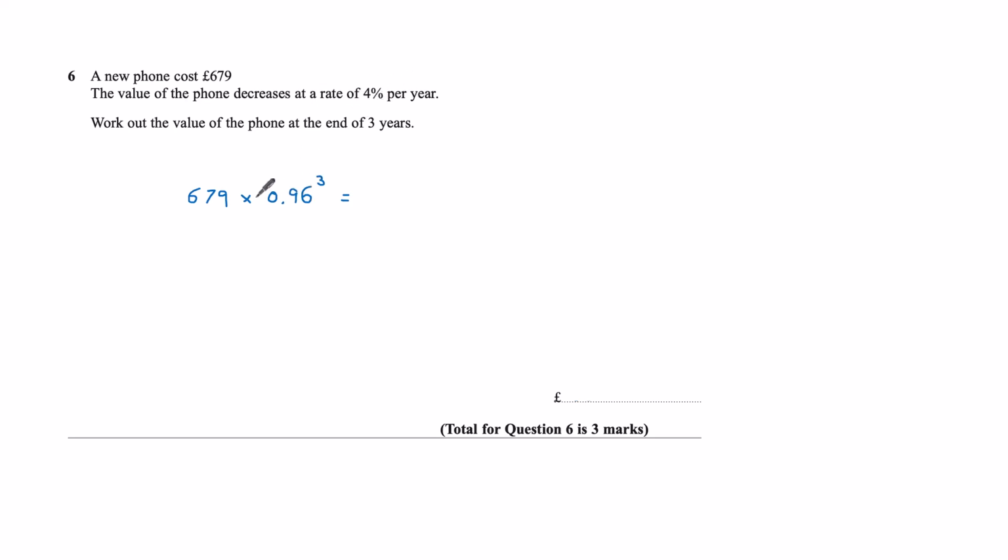And so the multiplier, to find 96%, we'd multiply by 0.96, and then that is going to occur 3 years, and so we raise that to the power 3. So you've got the starting cost multiplied by the multiplier to the power of the number of terms, in this case 3 years. So entering this onto your calculator, you get 600.735 and so on. And so since we're talking money, we'll go to 2 decimal places, which is £600 and 74 pence.